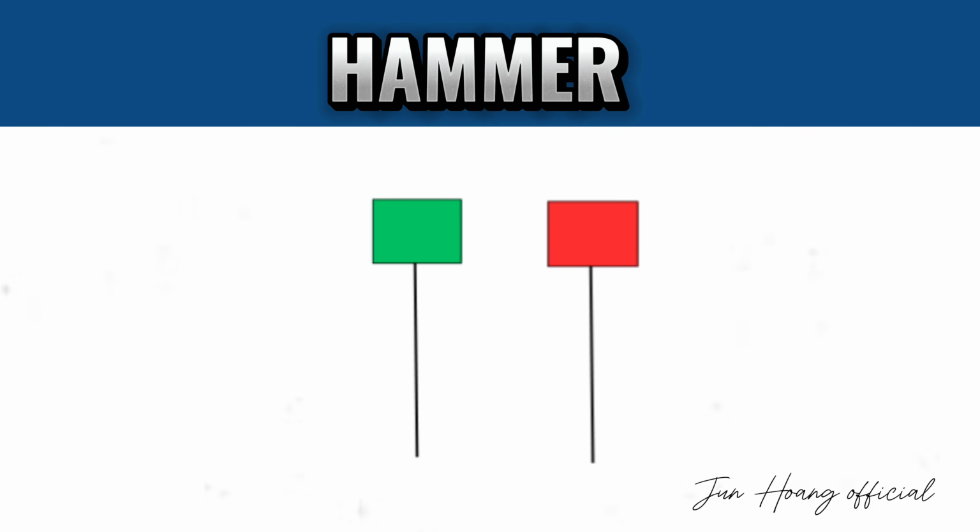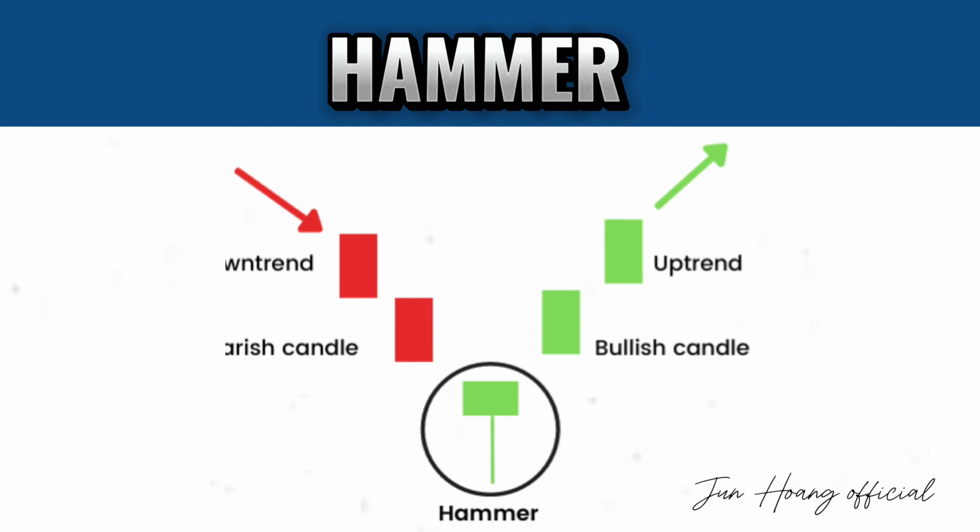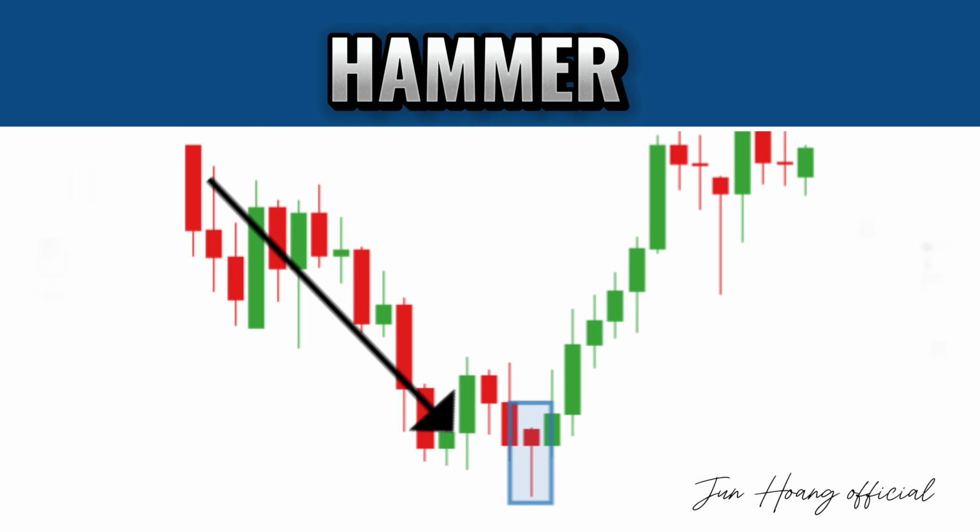The hammer candlestick pattern, a classic tool in the world of technical analysis for trading. It's a single candlestick pattern that typically forms at the bottom of a downtrend and signals a potential reversal in the price action of a security.